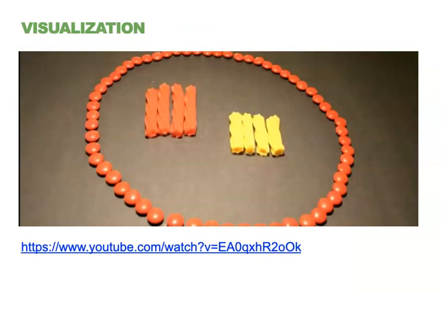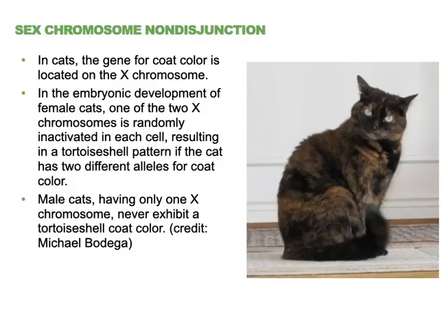You can watch this if you want. We've already walked through what actually happens for meiosis. You've seen it multiple times. Instead, what I want to think about is what the effects of this are and how you could actually see it. When we're looking here at sex chromosome non-disjunction, let's imagine, say, coat color for cats.